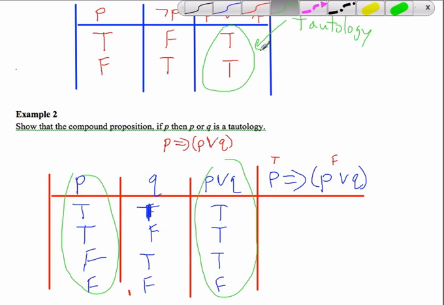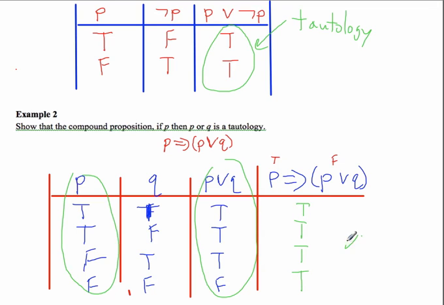So we're looking for P to be true and P or Q to be false. So P is true, and do we see a false? No. So we don't have a true implies false, so then there's no false basically. Everything else is going to be true. So that shows that we have a tautology. Okay, so that's a tautology.